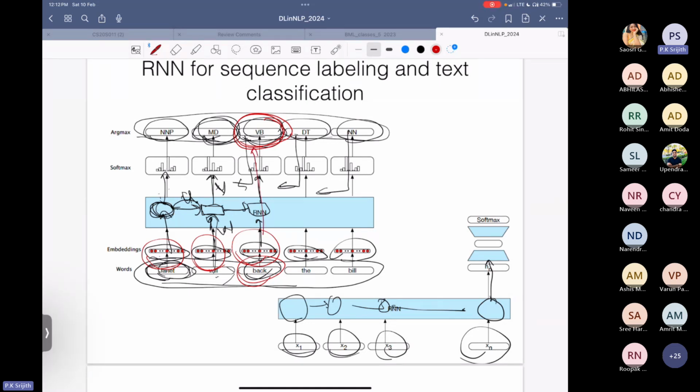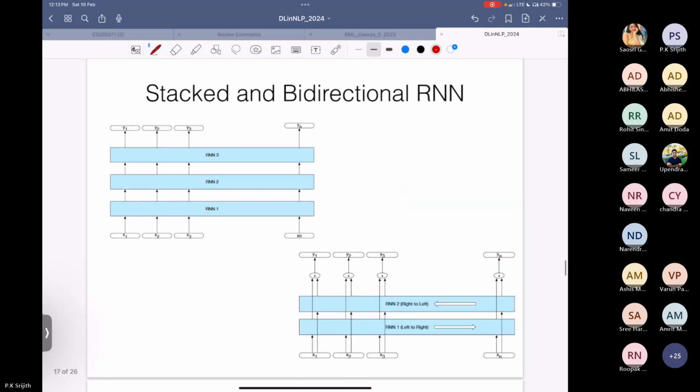In this case, it only takes into account the dependence on the first two words. Okay, but if there is a way we can capture the dependence with respect to the later words also, then we may be able to predict this part of speech tag better. So how can we make use of an RNN to do that? Okay, so that thought led to something called bidirectional recurrent neural network.